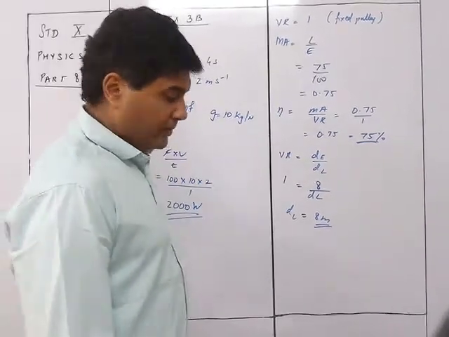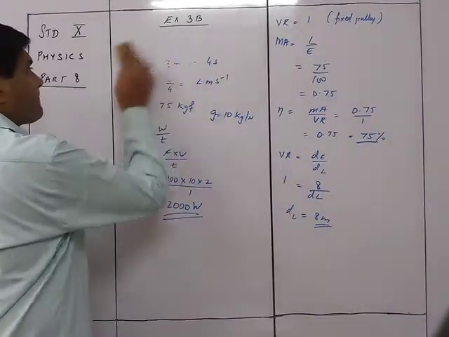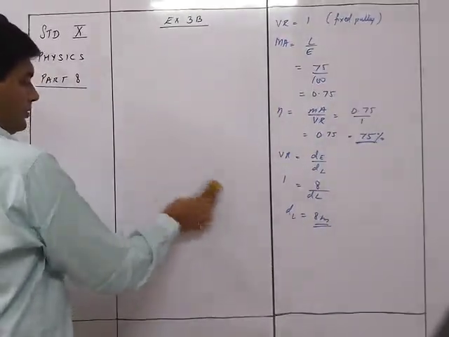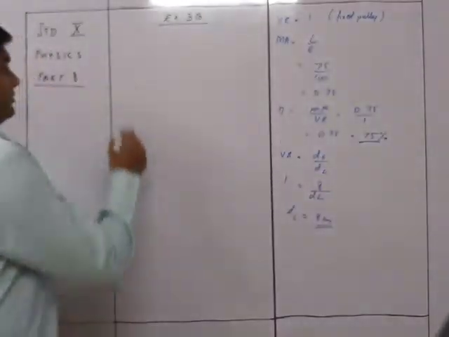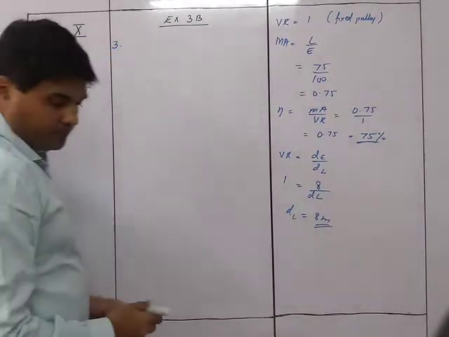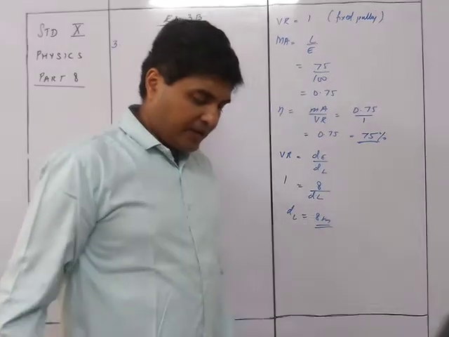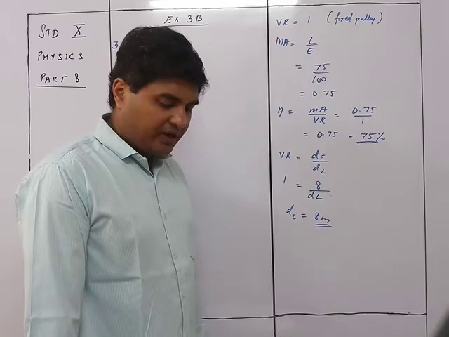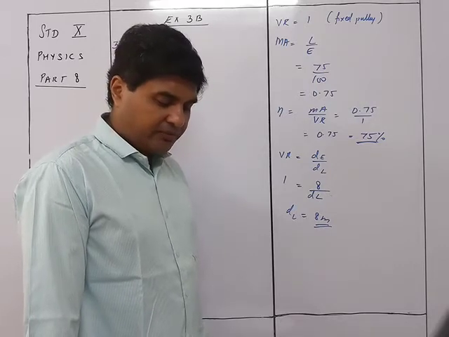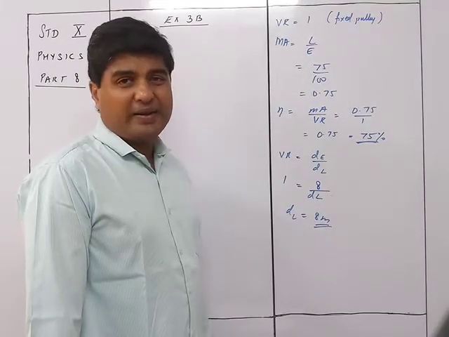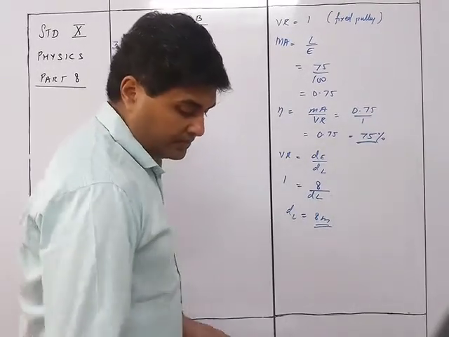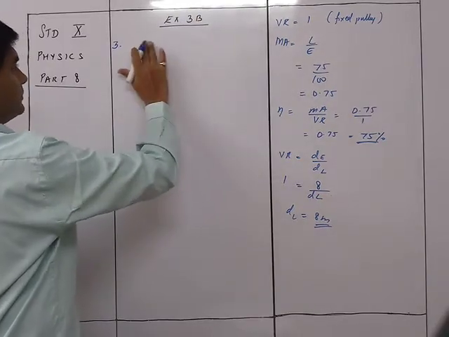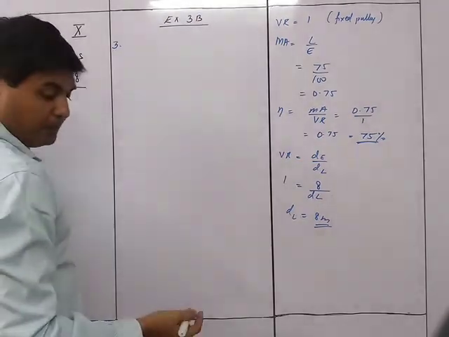Now we move on to sum number 3. It is a single fixed pulley and a movable pulley, both separately used to lift a load of 50 kgf to the same height. Compare the effort applied. So it's a simple thing over here, you have to compare the effort applied.